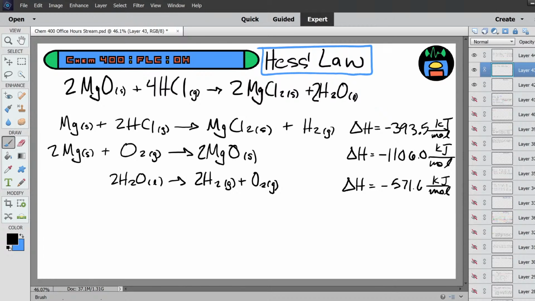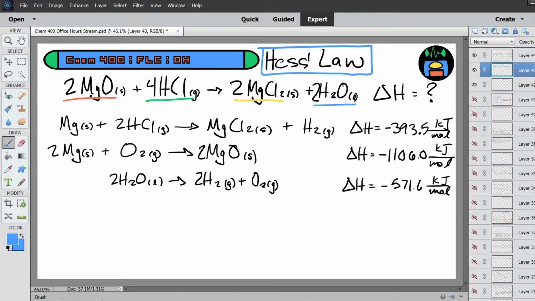So, let's take a look here. Okay, so we want to keep our goal reaction in mind, and I'm going to use color coding like I did before to kind of highlight everything. So we want 2 moles of solid magnesium oxide reacting with 4 moles of HCl to produce 2 moles of magnesium chloride and 2 moles of water.